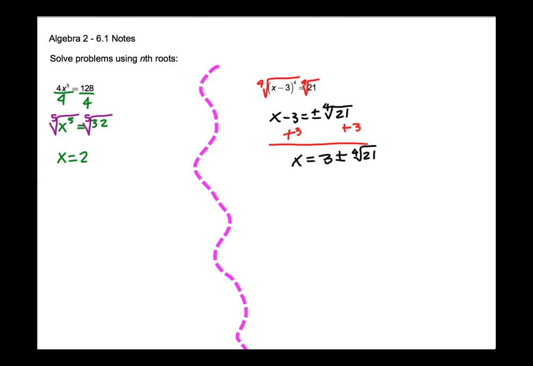Now, if you're looking for a decimal, we can still find this decimal on your calculator. It would just be 3 plus 21 to the 1/4 power, or 3 minus 21 to the 1/4 power. And that's how you can find this on your calculator. So it's really a handy deal. It's not hard. Don't let it be hard. But you can do this. You can work this out.